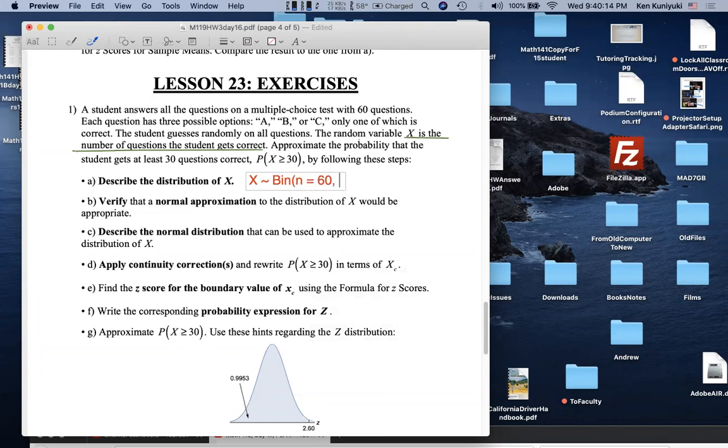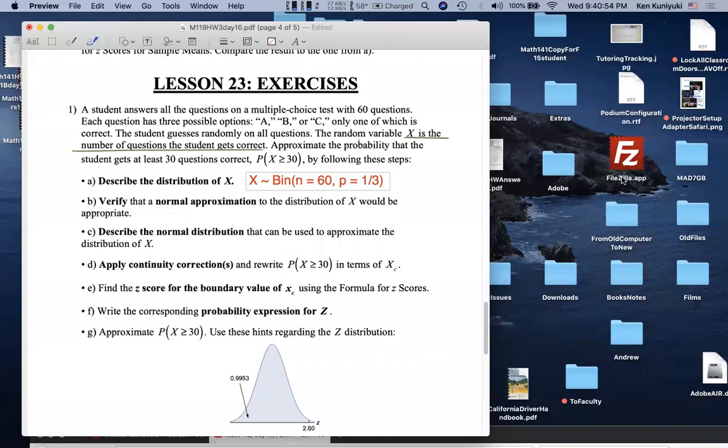Is p equal to 1/2 or 1/3? Careful. Let's say you have a question and it has options A, B, and C. Only one is correct. You're guessing randomly. What is the probability that you get that question correct by pure chance? One third. There are three options, you're guessing randomly, only one of the three is correct, so the probability you get the question right by pure chance is one third.